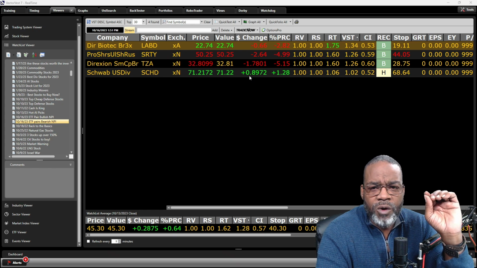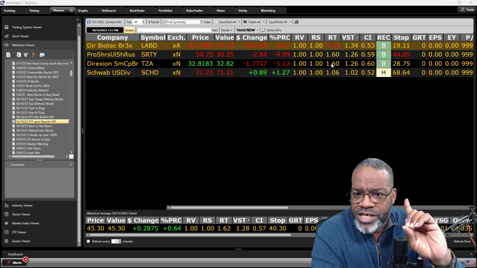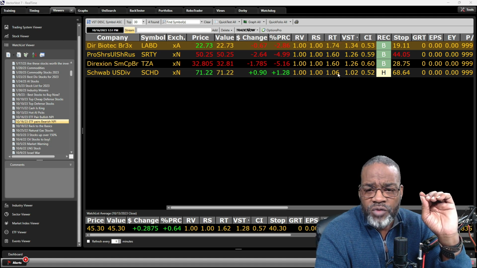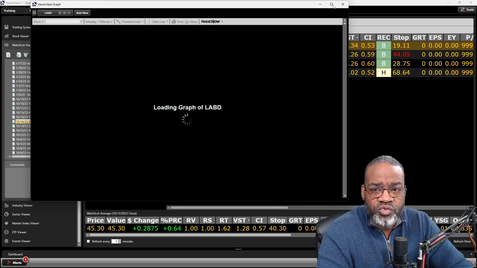Notice something, because they're ETFs, the RVs and RS are going to be at 1. Look at their RTs. This is the bearish side, and all of the RTs are nicely up with the exception of SCHD, which is just barely above the value of 1. But they're in uptrends. Let's go do a graph of all of these real quick.